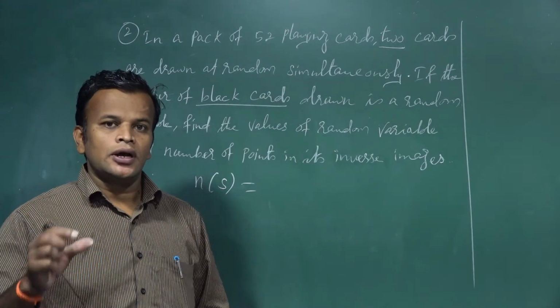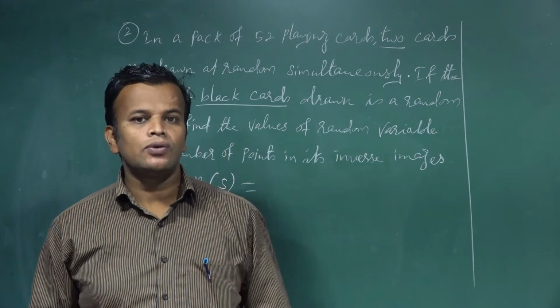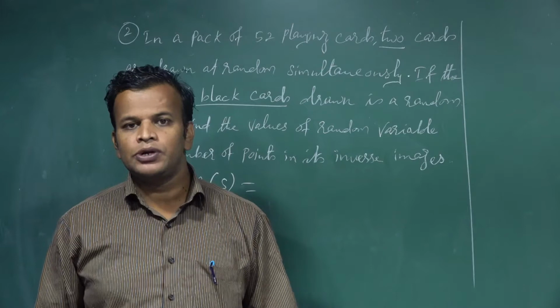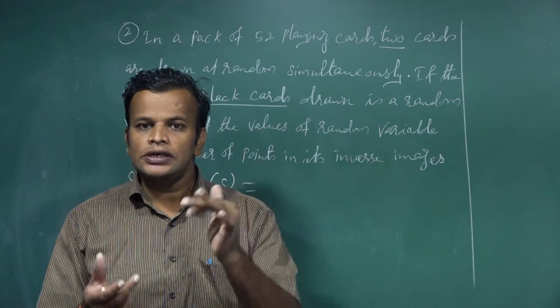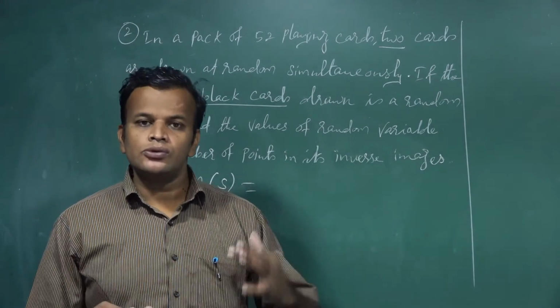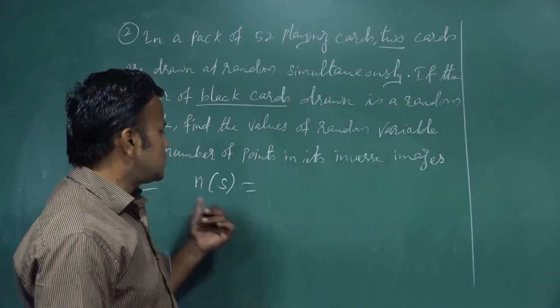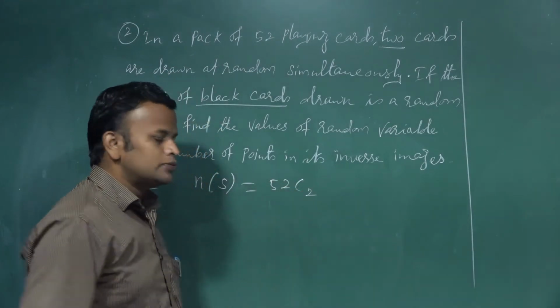I imagine I have 52 cards. You pick one person. I will be taking any 2 cards. Suppose the first person takes any 2 cards, then we put those 2 cards in the same box. Then another person will come and take another 2 cards. So to tell all possible ways, the sample space is 52C2.